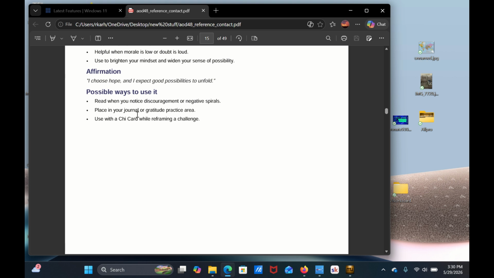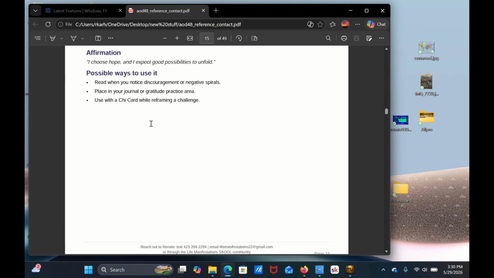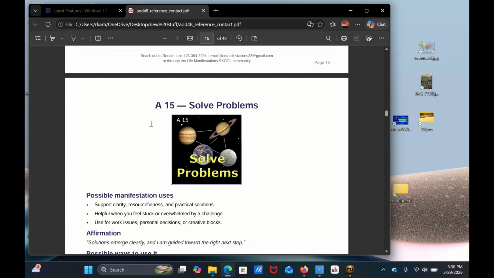Possible ways to use it. Read when you notice discouragement or negative spirals. Place in your journal or gratitude practice area. Use with a cheat card while reframing a challenge.